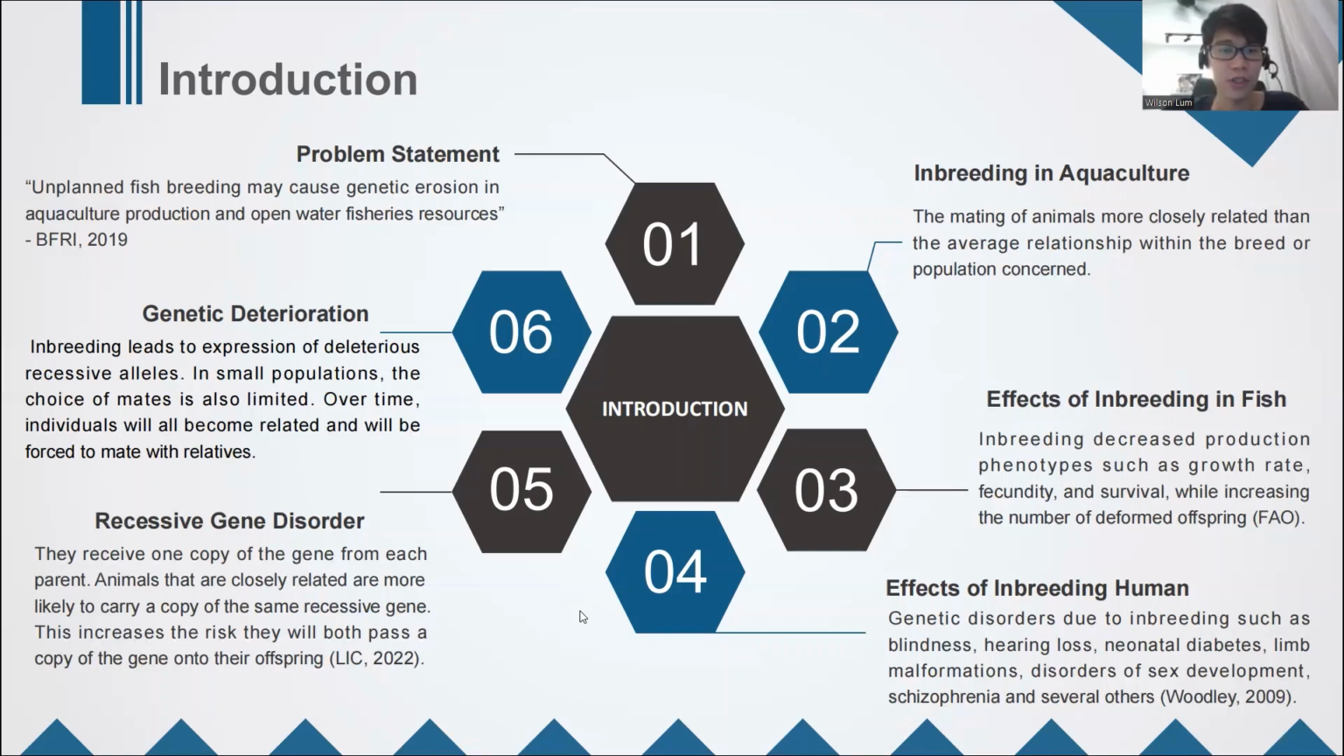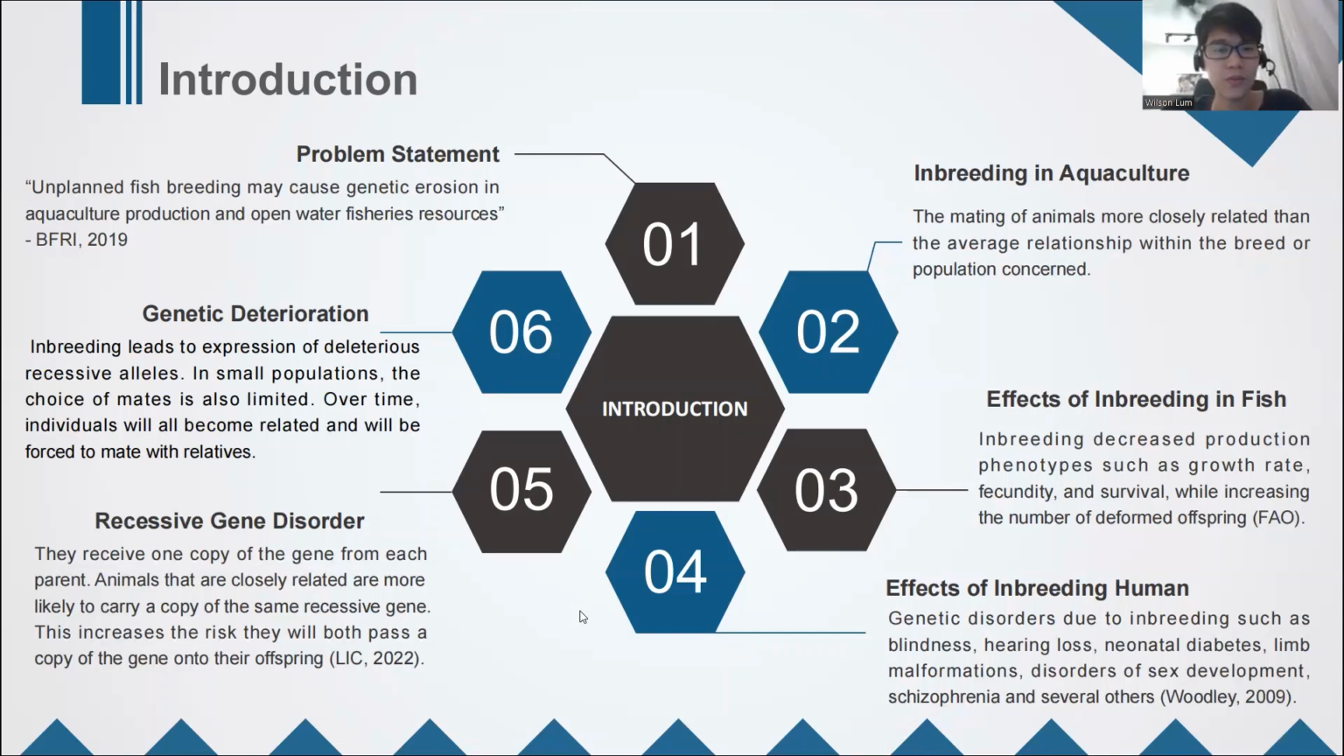The fifth, we're going to talk about recessive gene disorder. They receive one copy of one gene from each parent. Animals that are closely related are more likely to carry a copy of the same recessive gene. This is going to increase the risk that they will pass a copy of the gene to their offspring. This is the citation for LIC 2022.